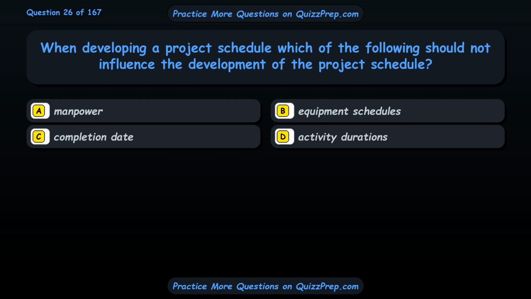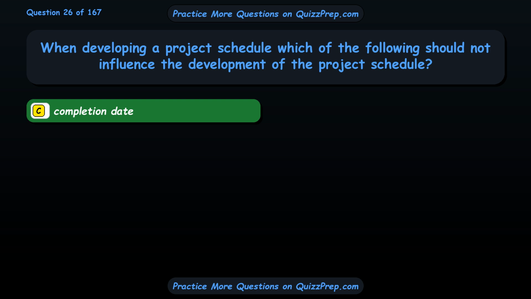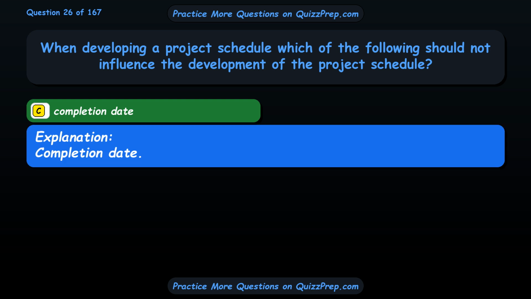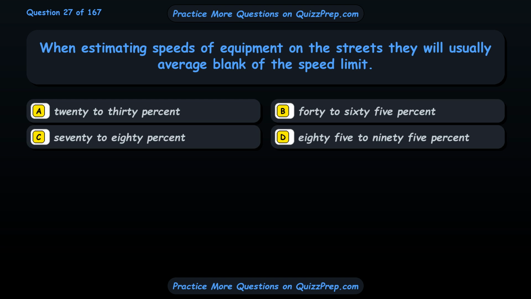Question 26. When developing a project schedule, which of the following should not influence the development of the project schedule? Option A, manpower. Option B, equipment schedules. Option C, completion date. Option D, activity durations. The correct answer is option C, completion date.